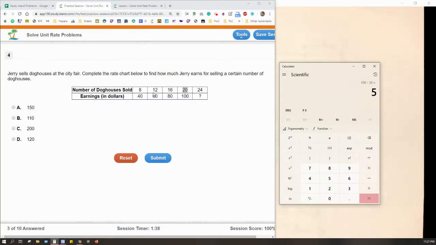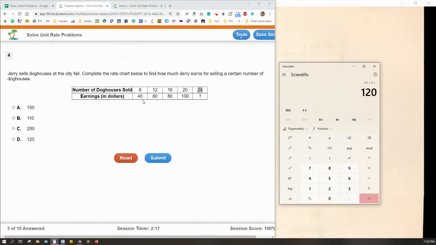All of these other combinations should divide to be the same thing. If we do 80 divided by 16, what do we get? 5. If we do 60 divided by 12, what do we get? 5. If we do 40 divided by 8, what do we get? That's right, 5. So that's $5 per dog house. How do we use that to figure out how much money he makes with 24 dog houses? Well, if every dog house gets him $5 and he sells 24, it's pretty simple. 24 times 5. Every one of those 24 houses gets him $5. 24 times 5 is 120.